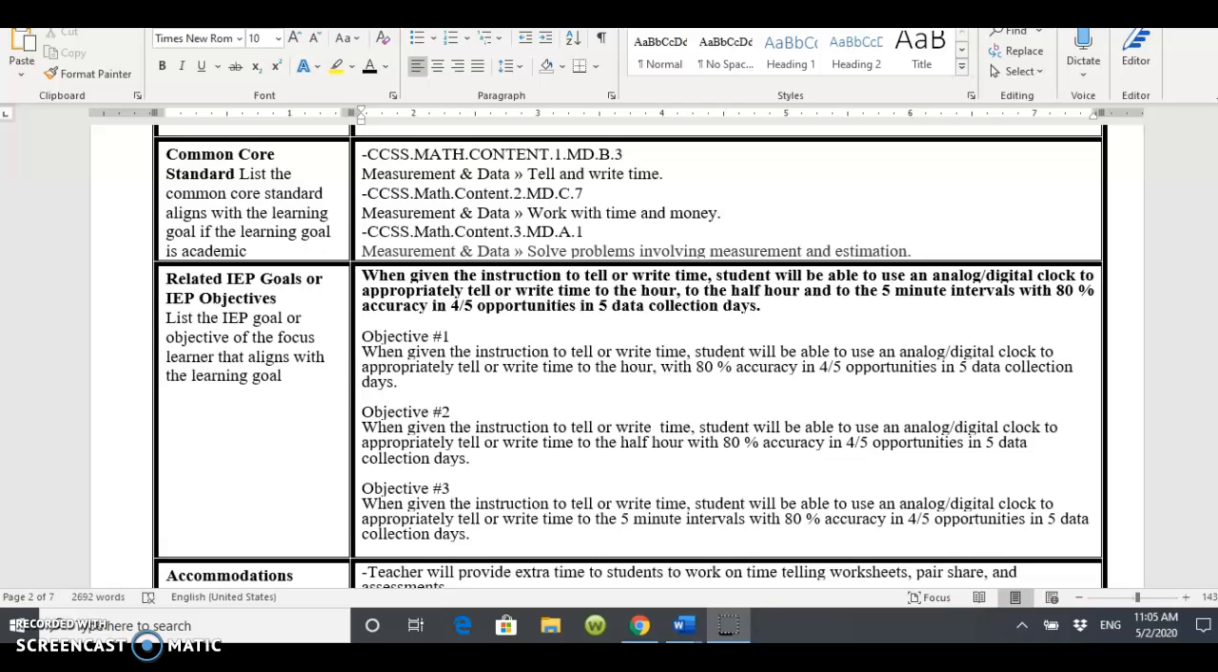The Common Core standards are as follows. CCSS Math Content 1.MD.B.3 Measurement and Data: Tell and Write Time. CCSS Math Content 2.MD.C.7 Measurement and Data: Work with Time and Money. CCSS Math Content 3.MD.A.1 Measurement and Data: Solve Problems Involving Measurements and Estimation.